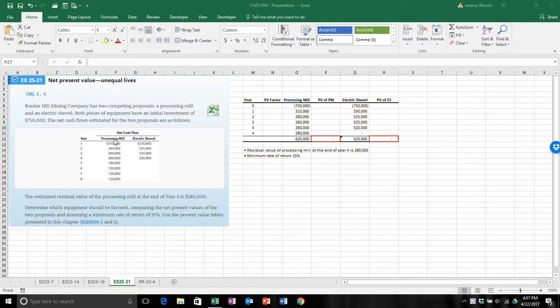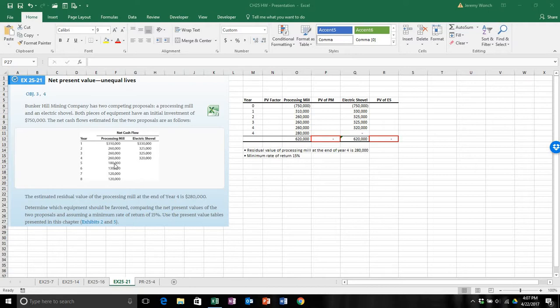And for the cash flow, the processing mill is going to go on for 8 years, and the electric shovel is going to go on for 4 years. It also tells us that the residual value for the processing mill at end of year 4, so right here, is $280,000. And so we need to figure out, based on a 15% minimum return, what's the best choice.